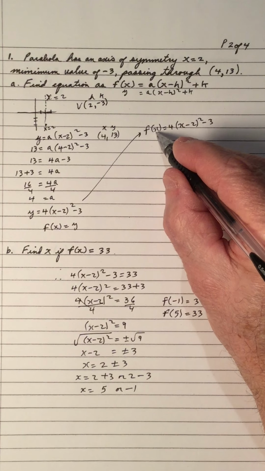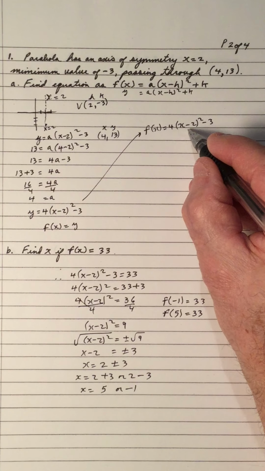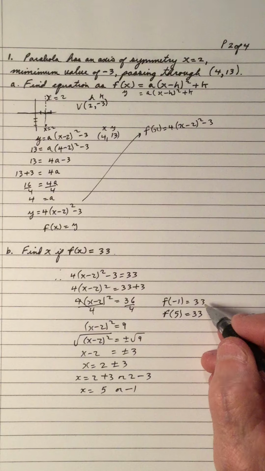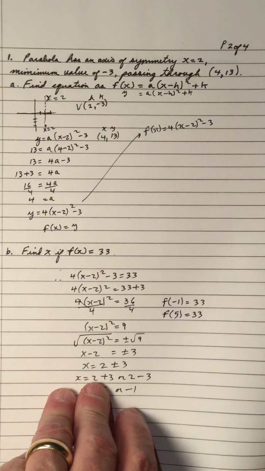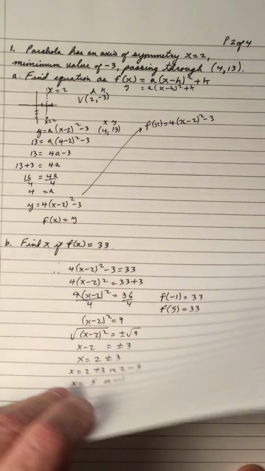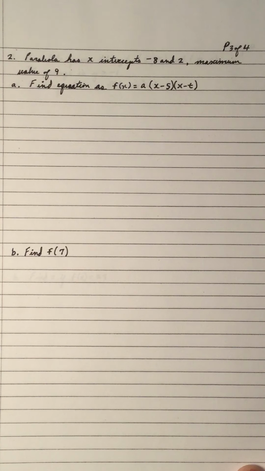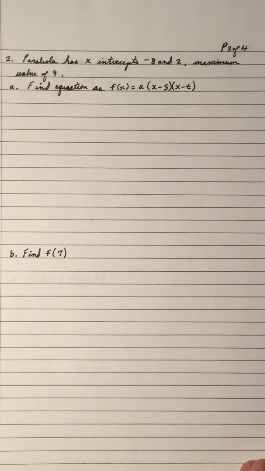If you do the f of 5, x is 5. If you put 5 in this equation, you'll get a 33. So that's using the f of x notation. And we have another one to do. So if you want, you can pause your video and see if you can work this out yourself.